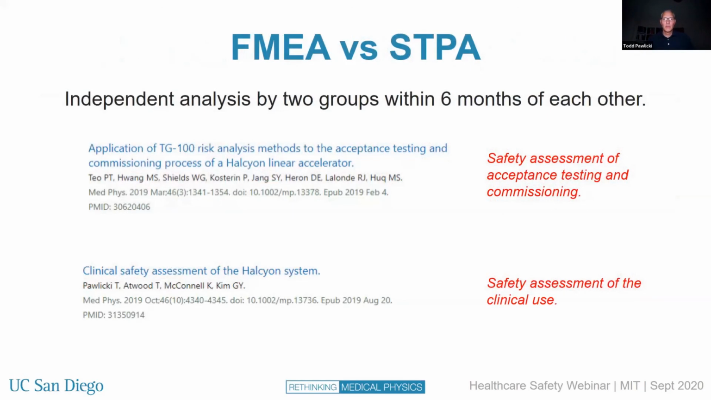So there were two parallel, unrelated safety assessments of the system. The first one, on the top there, was using FMEA. Task Group 100 is a document by a professional society that advocates the use of FMEA. And they looked specifically at acceptance testing and commissioning of the device. And then folks at my place looked at the clinical use of the new system, called the Halcyon system, using STPA. We did acceptance testing, commissioning, and just the general use of the system.